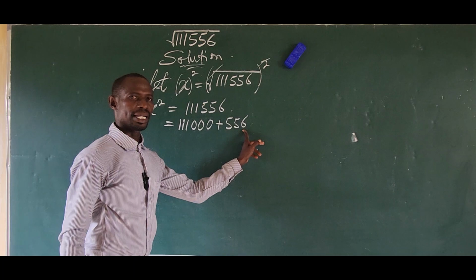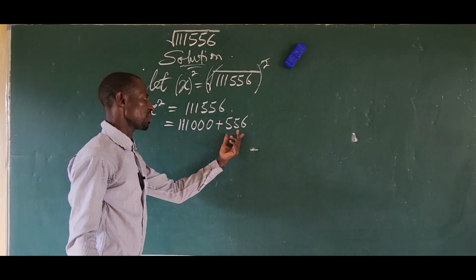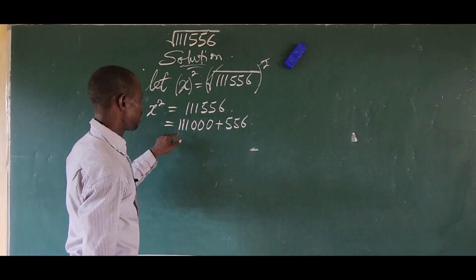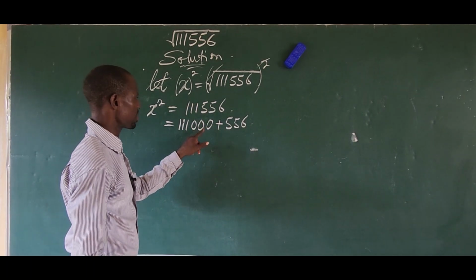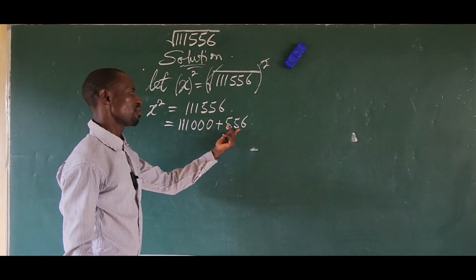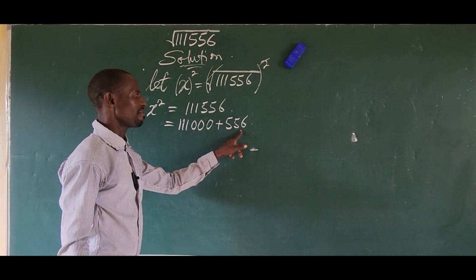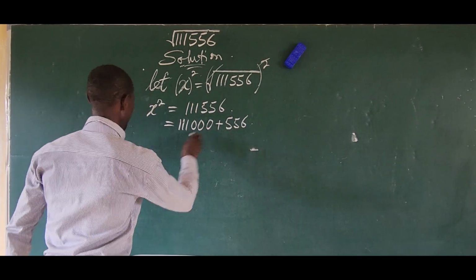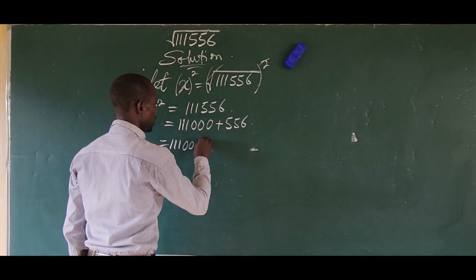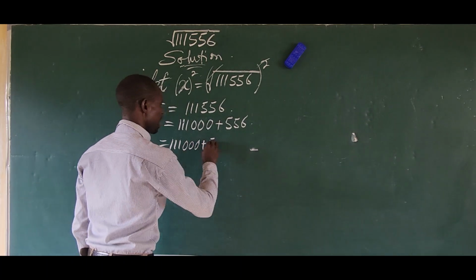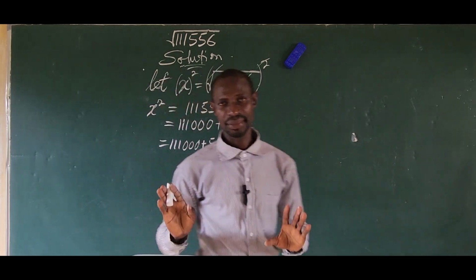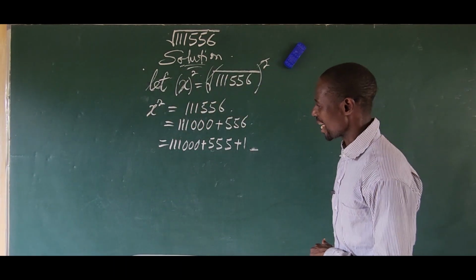Look at these quantities here now. This quantity we have to separate also. We have 111 here, we have 000 here. Here we want to achieve 555, and so we add 555 to 1. Rewriting this is going to give us 111,000 plus 0, please, 555 plus 1. Easy. Okay.